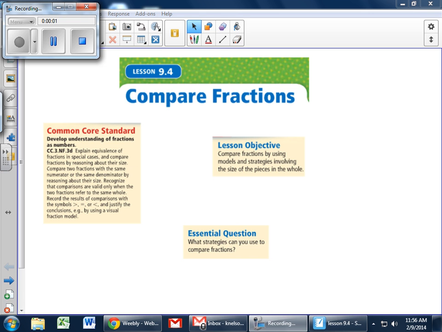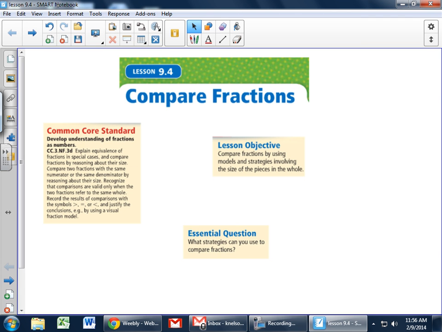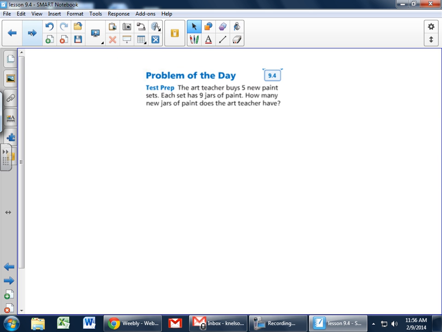Here we go. Lesson 9.4. We're going to compare fractions today again. So Common Core Standards, still working on the same one, developing and understanding that fractions are indeed numbers. Our objective today is to compare fractions by using models and strategies involving the size of the pieces in the whole. So again, using your fraction strips and fraction circles. Essential question: what strategies can you use to compare fractions? So we're going to look at a couple of different strategies in order to do that. We've done strategies since 9.1, so I'll pull some of those in too.